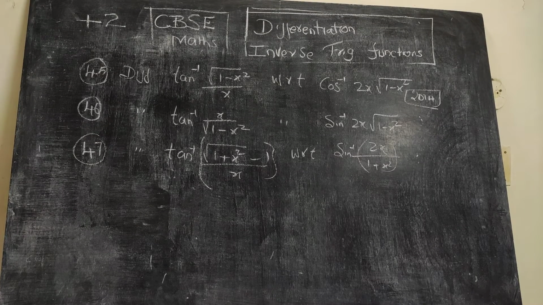All the 3 problems which we are going to discuss in this video: differentiate tan inverse of something with respect to cos inverse of something. 46, differentiate tan inverse of again something, actually the reciprocal of the previous one, with respect to sin inverse of the same problem, 2x root of 1 minus x square. Question number 47, tan inverse of root of 1 plus x square minus 1 by x with respect to sin inverse of 2x divided by 1 plus x square. Now we will go one by one.